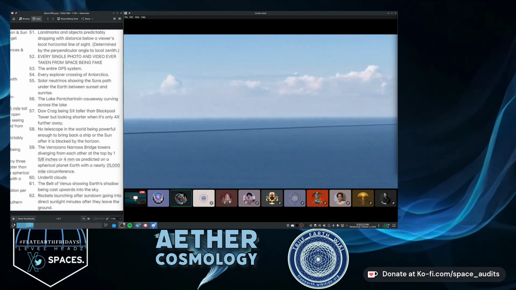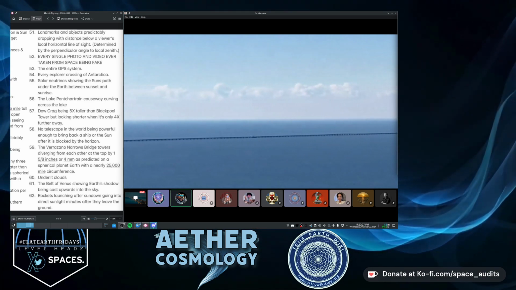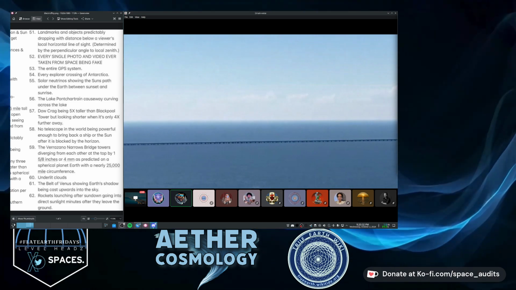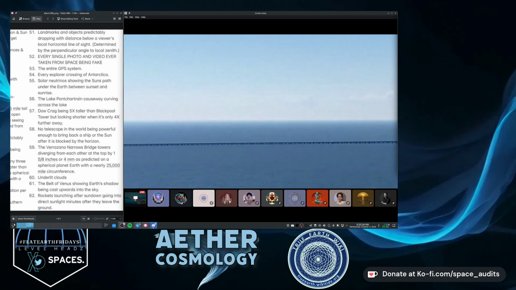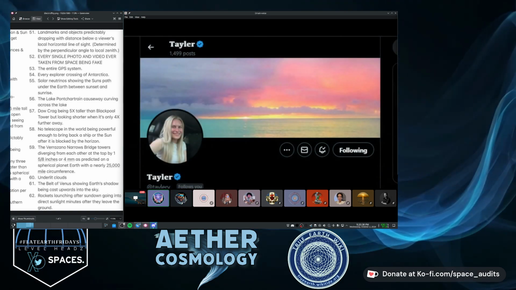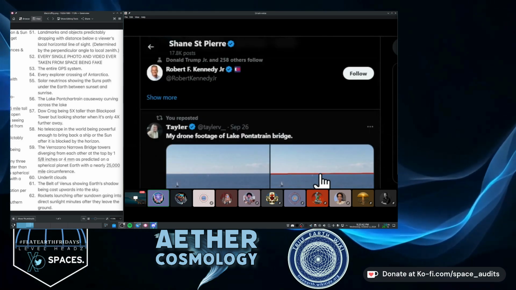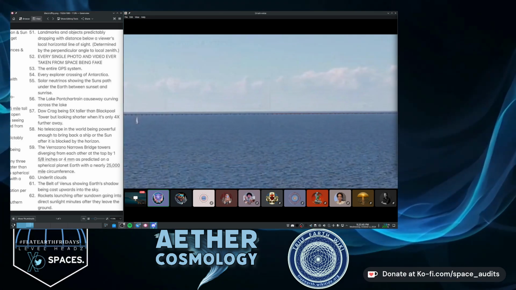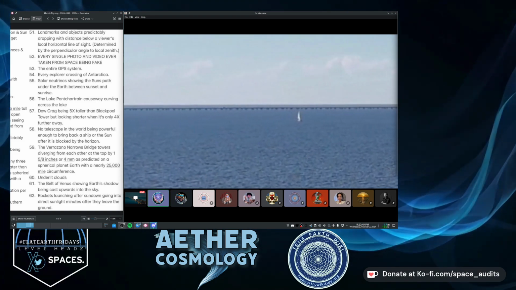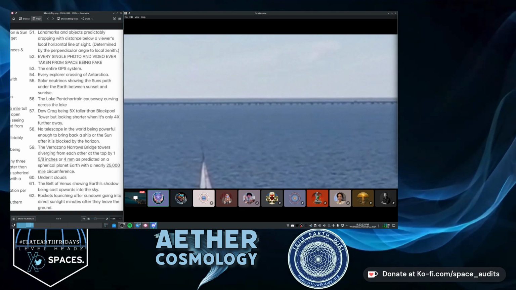All right. So next up, we have the Dow Crag being 5x taller than Blackpool Tower, looking shorter when it's only 4x further away. Another optical phenomenon, boys. Yeah, that sounds exactly like the other thing where perspective is a factor and you have things decreasing from the bottom up, obstruction due to unequal angle and compression from the bottom and the top. Can't have unequal angles disappear equally. That's not mathematically feasible, right?